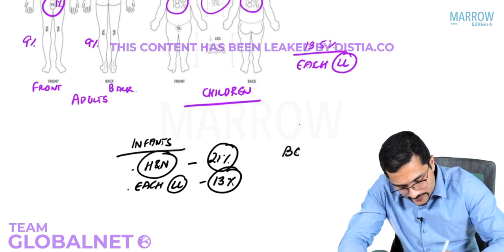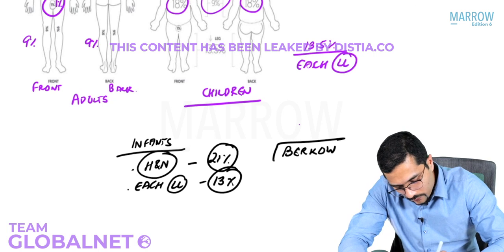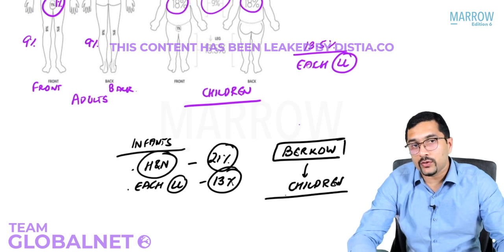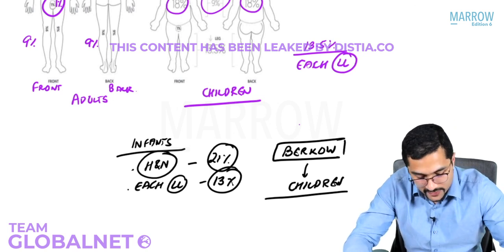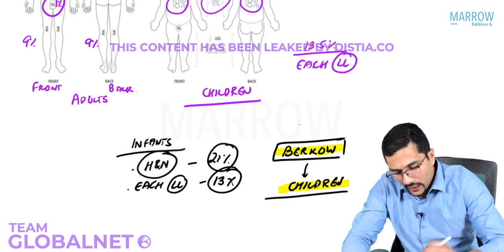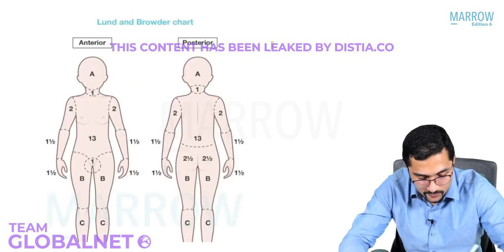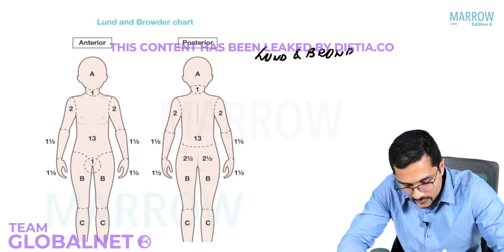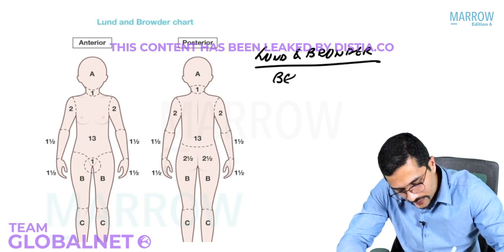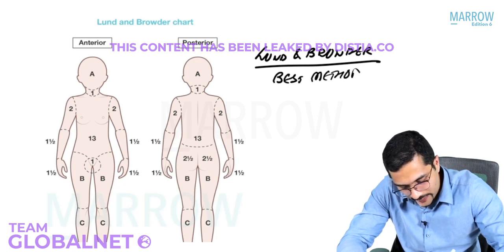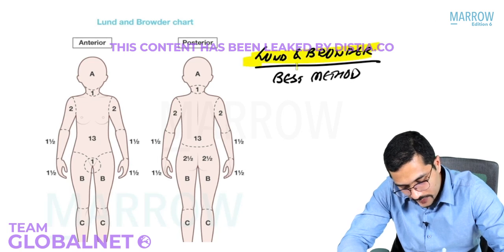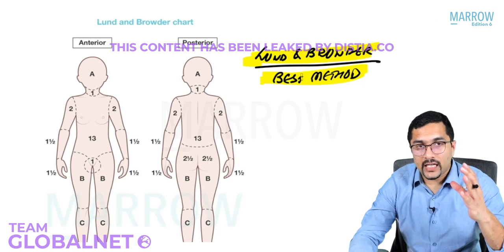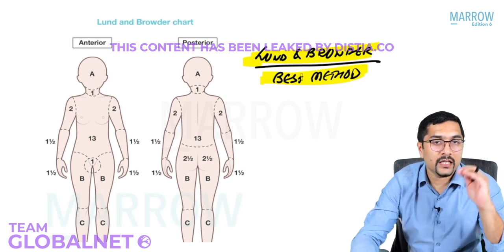You should also know that there is a Burko formula, and the Burko formula is specific for children. This is a formula, or charts, which are used in children to calculate total body surface area burned. One more are the Lund and Browder charts, and the Lund and Browder charts are the best method to calculate total body surface area burned. Usually we don't use them for calculation, but if you want an accurate calculation, you will use the Lund and Browder charts.